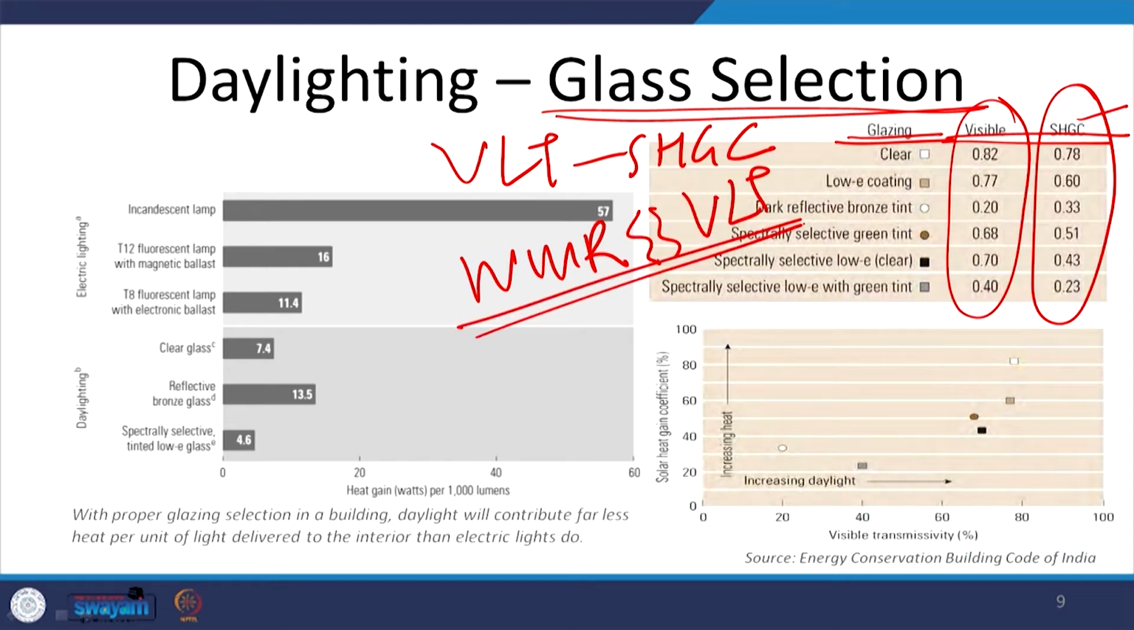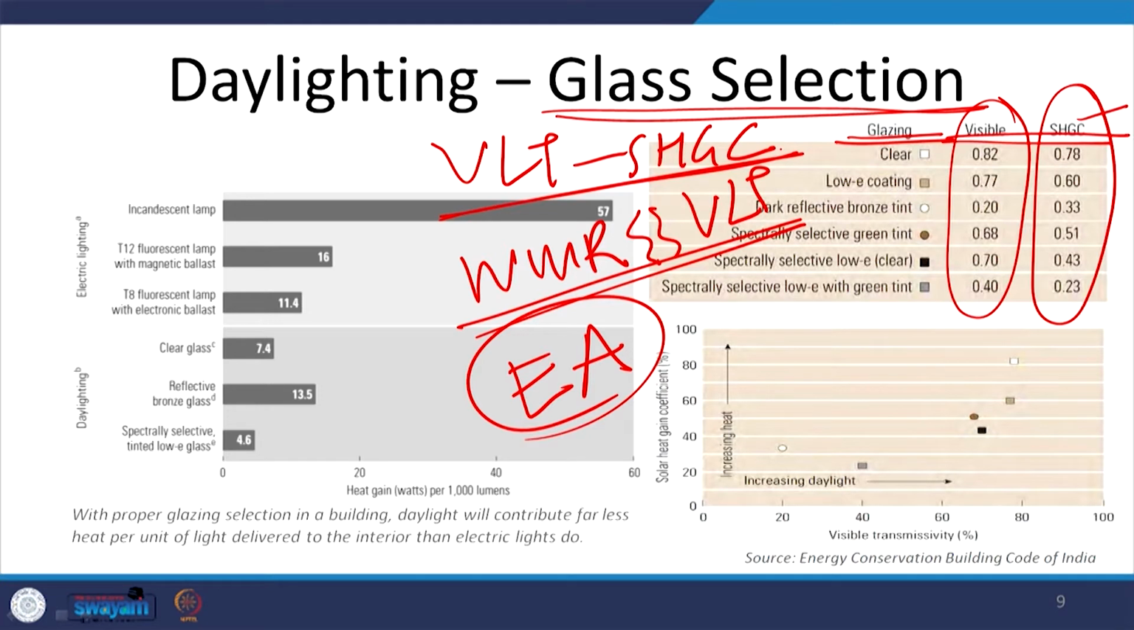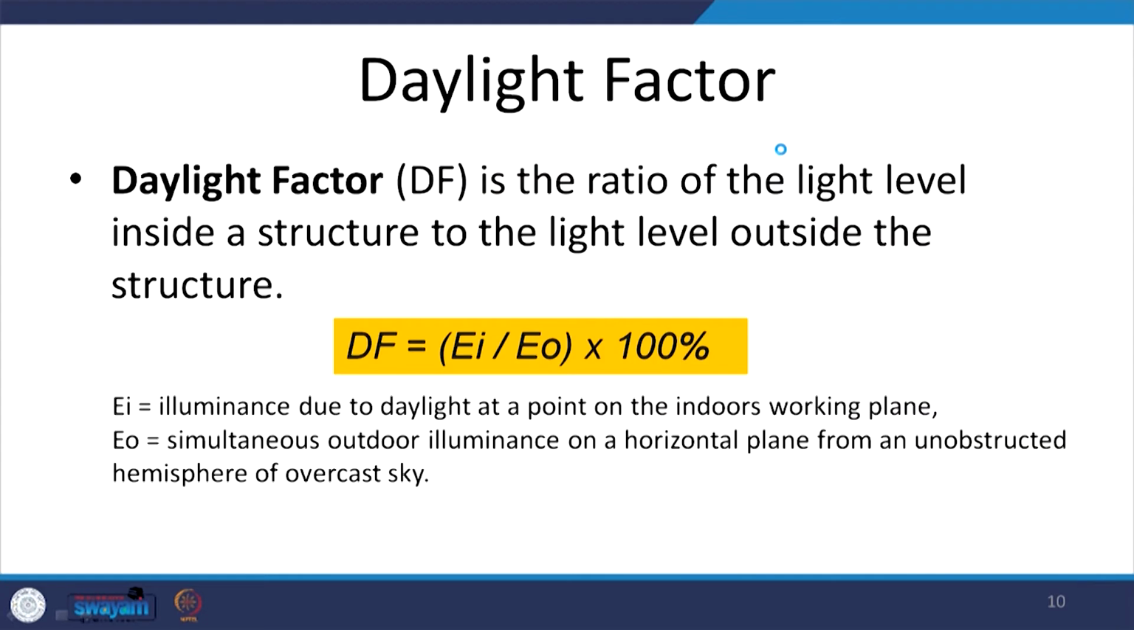A product of WWR and VLT is called effective aperture. So, we have to look at the effective aperture, that is the window wall ratio, and we have to look at the combination of VLT and SHGC and choose the glass appropriately. That determines to a large extent the design of daylighting in a building.